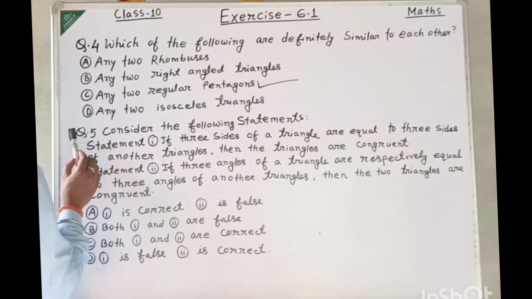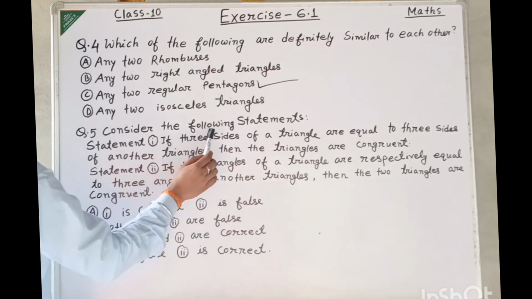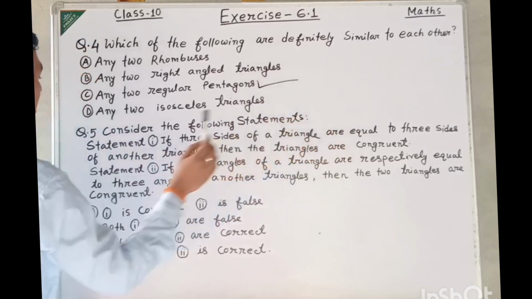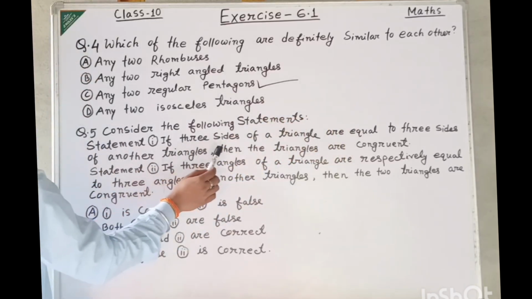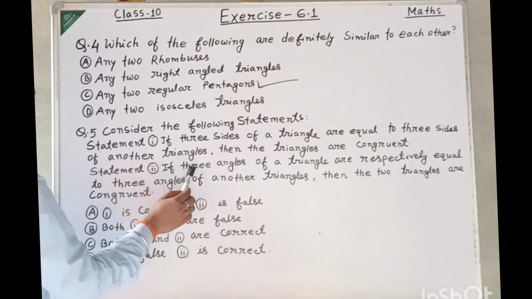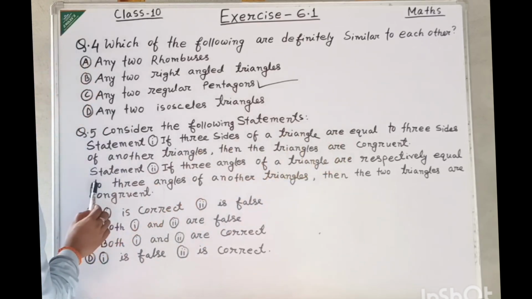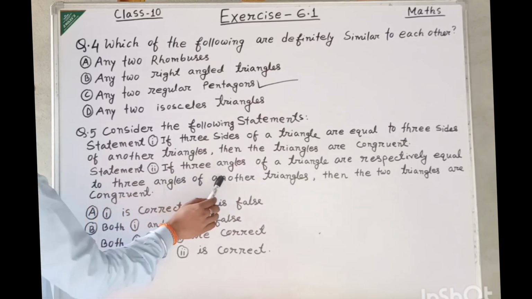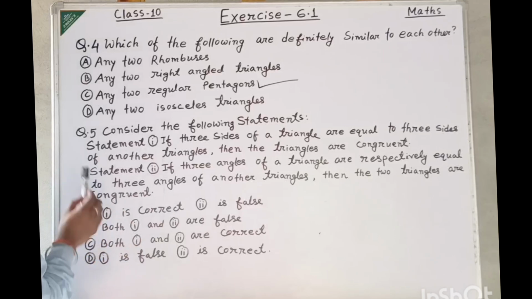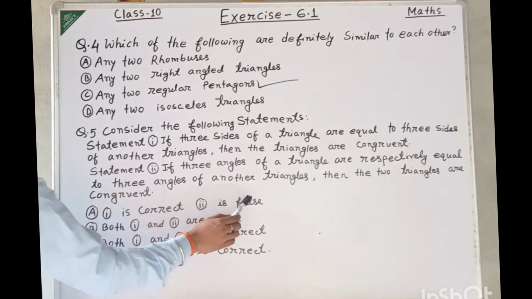In question number 5, we have consider the following statement. Statement 1. If three sides of a triangle are equal to three sides of another triangle, then the triangles are congruent. Statement 2. If three angles of a triangle are respectively equal to three angles of another triangle, then the two triangles are congruent. Option A, 1 is correct, 2 is false.